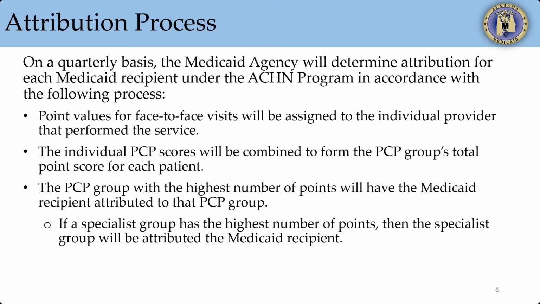The process is that on a quarterly basis, the Medicaid agency determines attribution for each Medicaid recipient under the ACHN program. Point values for face-to-face visits are assigned to the individual provider. Those individual provider scores will then be combined to form the PCP group's total score for each patient. The PCP group with the highest number of points will have that Medicaid recipient attributed to that PCP group. If a specialist group has the highest number of points, then the specialist group will be attributed to the Medicaid recipient.